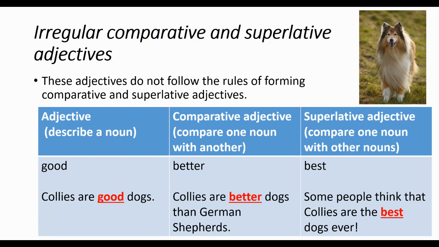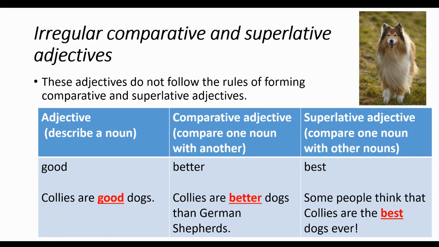First adjective, collies are good dogs. No comparison made. If I compare it to another breed of dogs known as German Shepherds, I can say collies are better dogs than German Shepherds. And finally, if I just want to say that collies are really the best, I compare it with all other dogs, I can say some people think that collies are the best dogs ever. Take note of these three forms of the word good. They are irregular comparative and superlative adjectives: good, better, best.